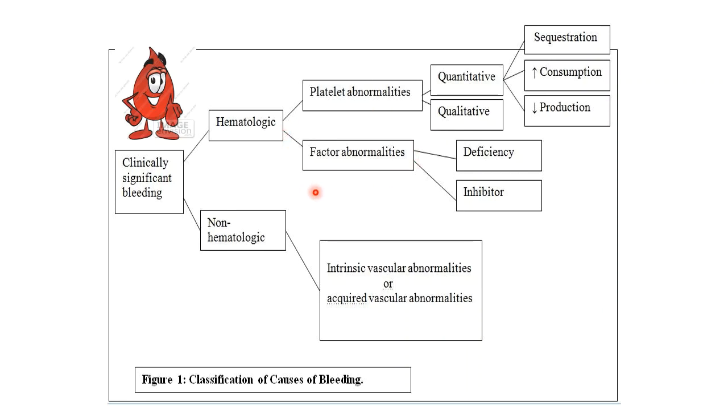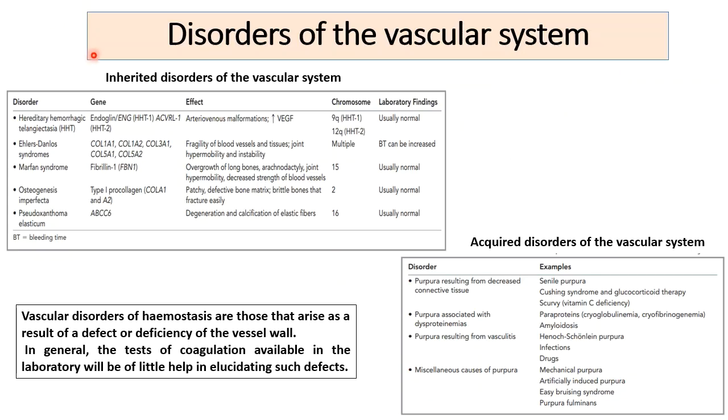Factor abnormalities can be a defect in the factor or the presence of inhibitors which affect the factors. Coming to the disorders of the vascular system, they can be divided into inherited disorders and acquired disorders. Inherited disorders, for example, are hereditary hemorrhagic telangiectasia, Ehlers-Danlos, Marfan syndrome, and osteogenesis imperfecta, in all of which the basement membrane or the collagen itself is defective.